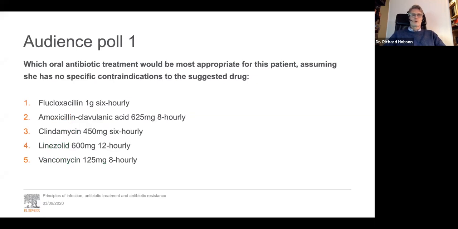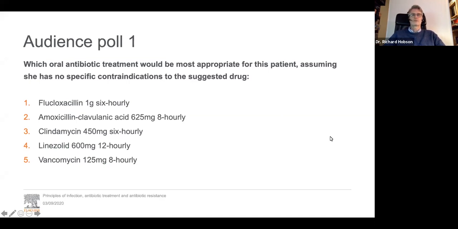So the question I've got, which will come up in a moment as a poll, is which oral antibiotic treatment would be most appropriate for this patient, assuming she has no specific contraindications to the suggested drug. Now, of course, you may think it's something else, but you have to choose the most appropriate or least inappropriate out of the following. So here's the poll.